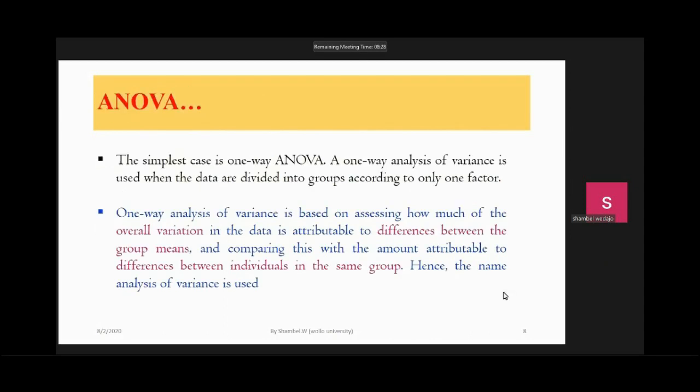So now in this course, in this biostatistics one, we're trying to cover just one-way ANOVA. The simplest case, one-way ANOVA, as we mentioned, one-way analysis of variance, is used when the data is divided into groups according to only one factor.